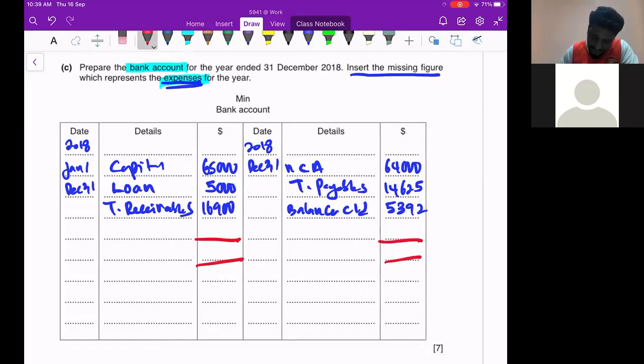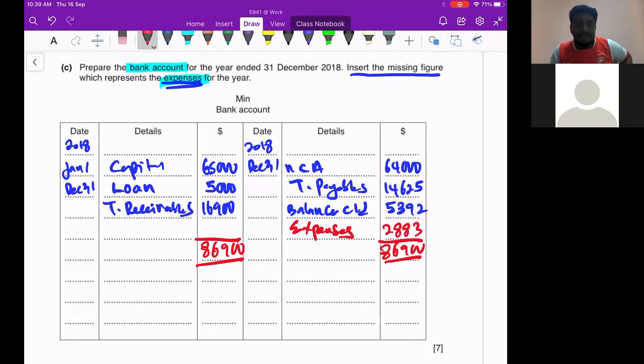You'll calculate the expenses. So 65,000 plus 5,000 plus 16,900, I get 86,900. 86,900 minus 64,000 minus 14,625 minus 5,392, I get 2,883. 2,883. Can I stop here?